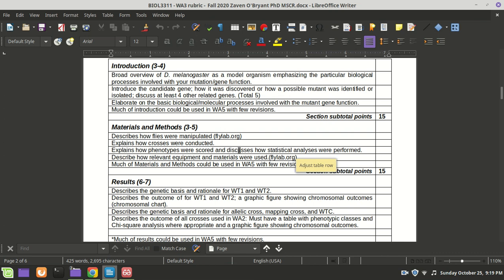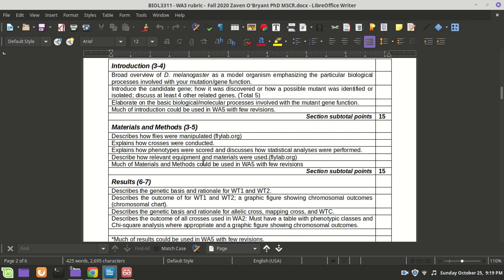We added the numbers up that we got from FlyLab, and we did chi-square. We did some other things. You did the mapping, all of those things. Whatever math you did, whatever statistical analysis you did, you need to put that in here.